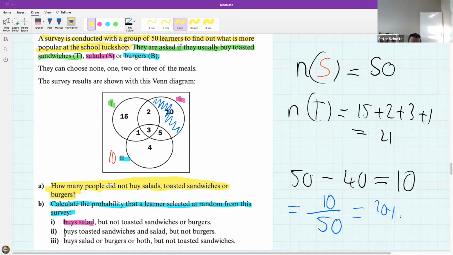See if you can do the next one. What is the probability that a randomly chosen person from this group buys toasted sandwiches and salad, but not burgers? No, the 10 outside, they are not included because they don't buy burgers, sandwiches, or salad. So the 10 outside, they buy nothing. So they're not in the salad people group. They have to sit somewhere else at lunchtime.